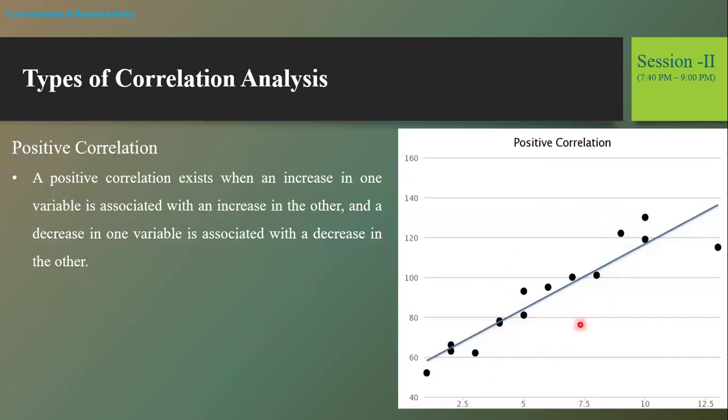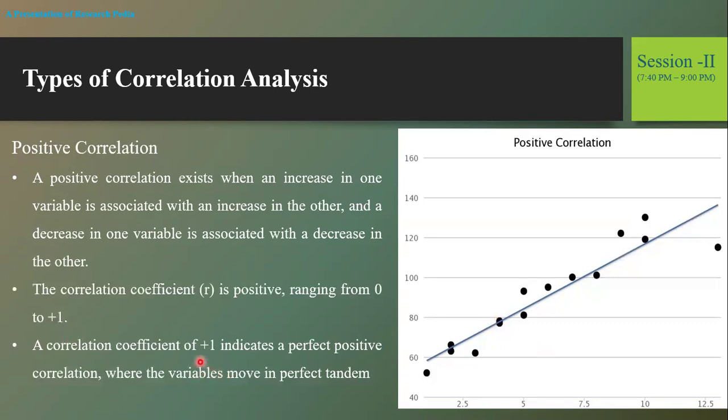So here you need to identify whenever there is a pattern which starts from the down point of the left side, and it goes upward on the right side, it will indicate the positive correlation. So the correlation coefficient R is positive, ranging from 0 to +1. A correlation coefficient of +1 indicates a perfect positive correlation where the variables move in perfect tandem.